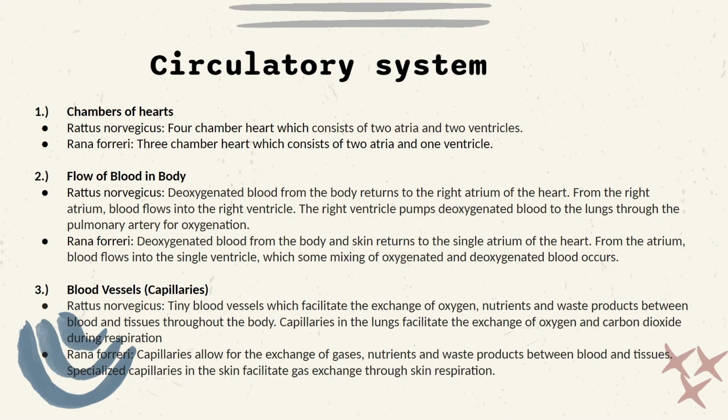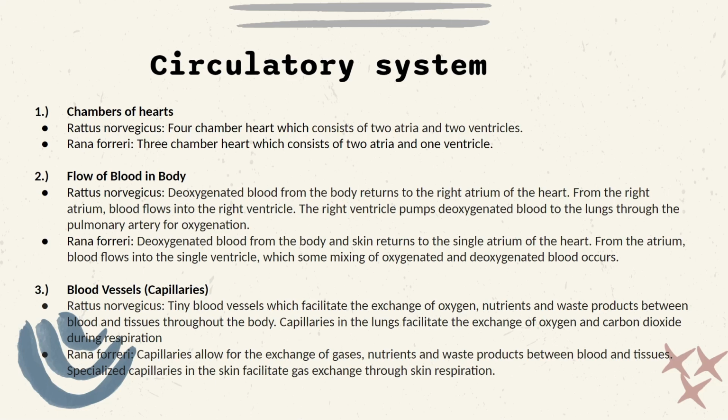So I'm going to be going over the circulatory system. The rat has a 4-chamber heart, which consists of 2 atria and 2 ventricles. The frog has a 3-chamber heart, which consists of 2 atria and 1 ventricle.